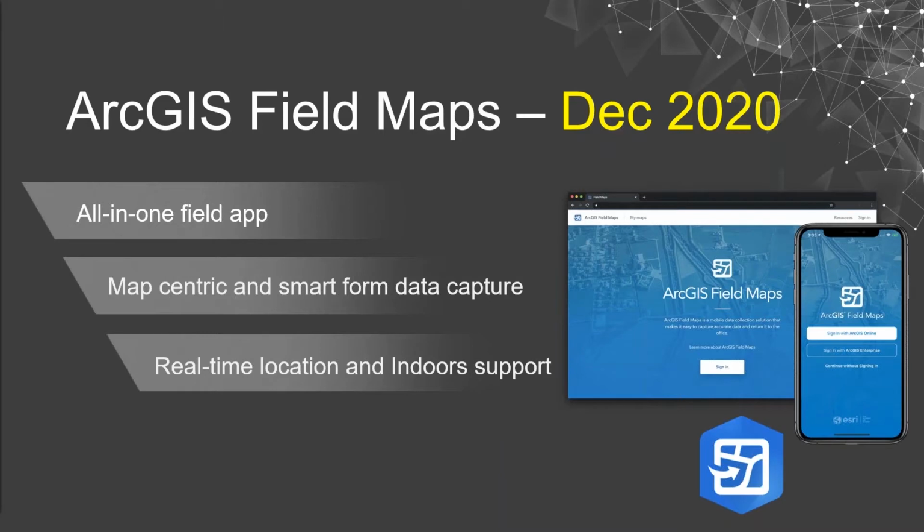So ArcGIS Field Maps is an all-in-one app that uses data-driven maps to help field workers collect and edit data, find assets and information, plus report their real-time locations. Because it's backed by the ArcGIS system, everyone, both in the field and in the office, benefits from using the same data. It's important to note that Field Maps is currently only available on iOS and Android, so there's no Windows native version of Field Maps.